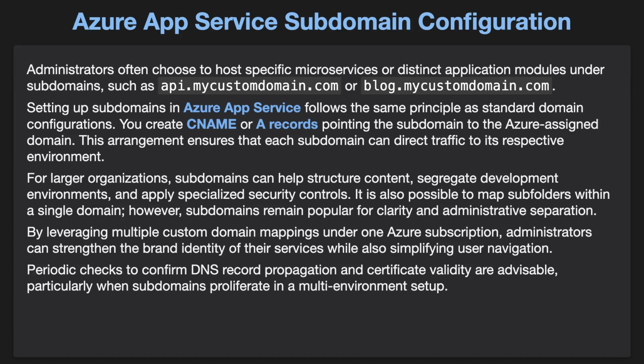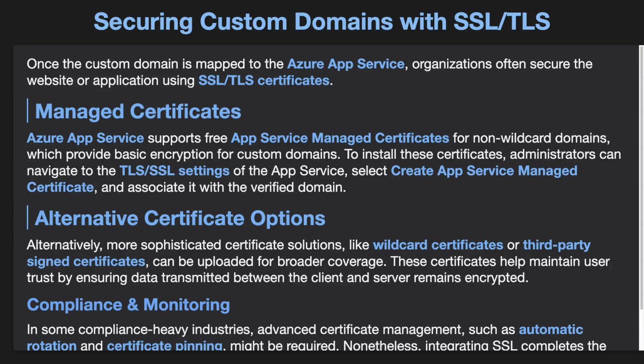Once the custom domain is mapped to the Azure App Service, organizations often secure the website or application using SSL/TLS certificates. Azure App Service supports free App Service Managed Certificates for non-wildcard domains, which provide basic encryption for custom domains. To install these certificates, administrators can navigate to the TLS/SSL settings of the app service, select Create App Service Managed Certificate, and associate it with a verified domain.